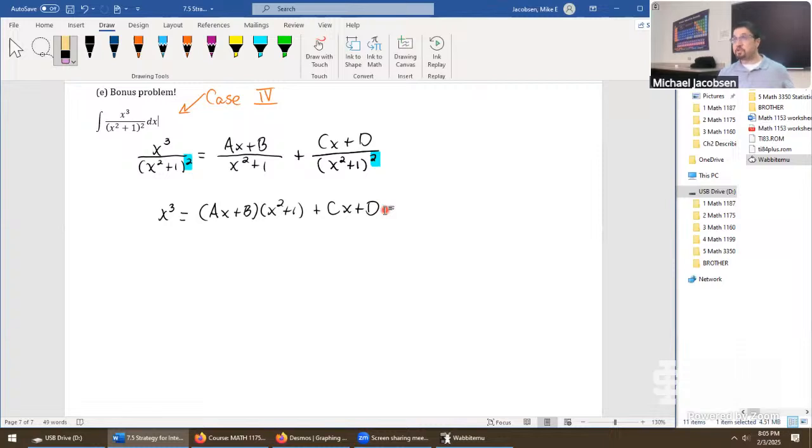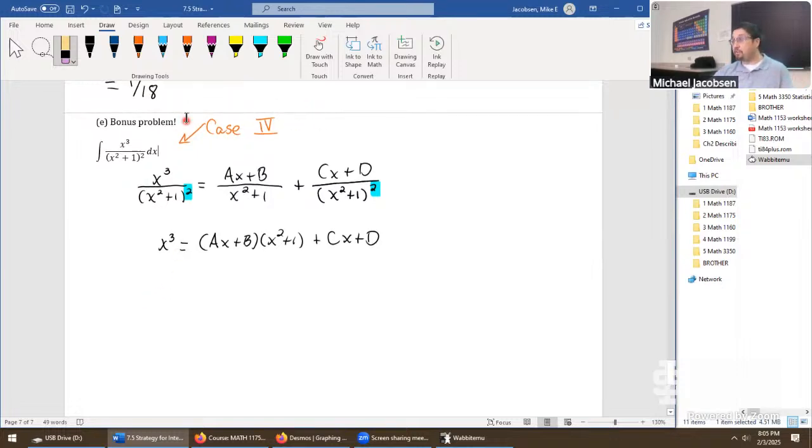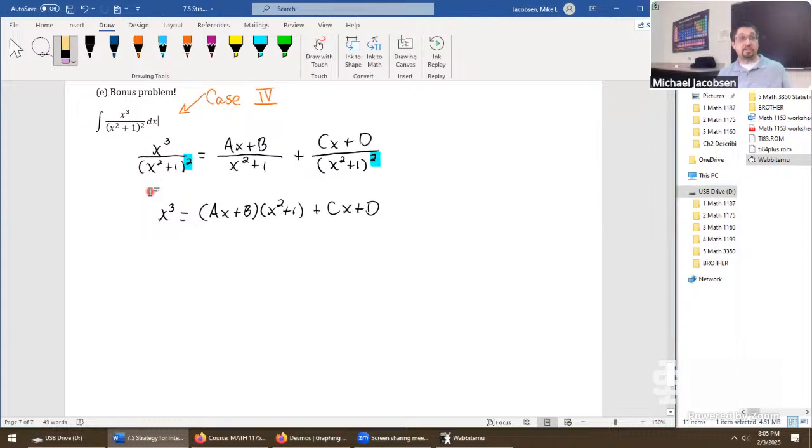Okay, now there's two approaches. You could pick 4 numbers on here, but if you did that, you would have 4 different equations in the 4 unknowns. It's a really tough problem to solve without extra tools like linear algebra to solve that system of equations. So again, we'll just use the method of equating coefficients, which starts off by expanding the right-hand side.